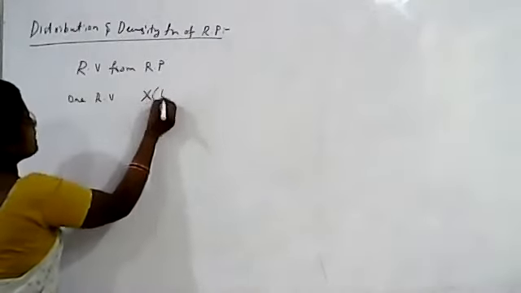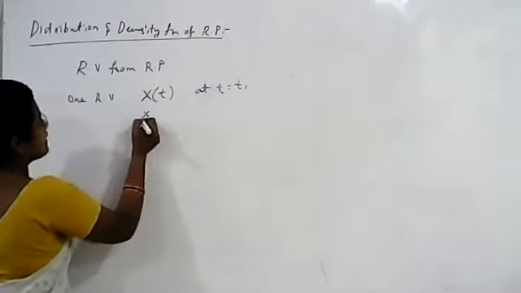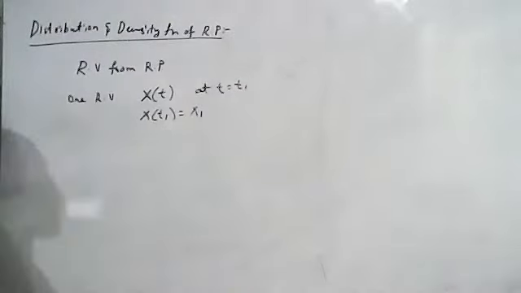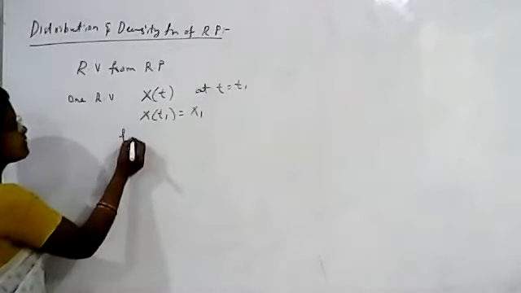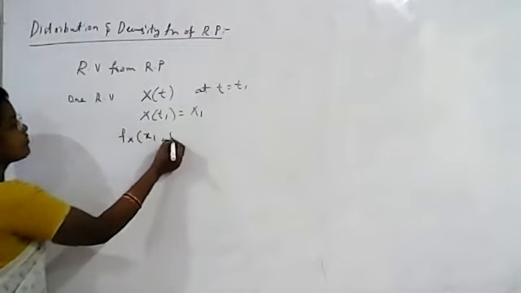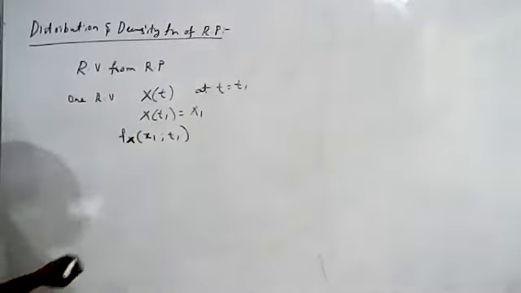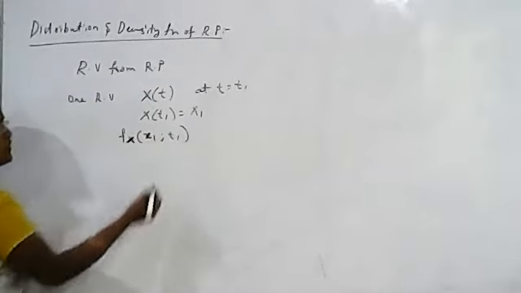So X of t is the random process. At time instant t is equal to t1, X of t1 is called one random variable X1. If you have one random variable X1, it will satisfy all the statistical properties related to its probability density function. What is its probability density function? It is given like this, because we are getting this random variable from the random process capital X. So X1 is the random variable, which we obtain from t1.